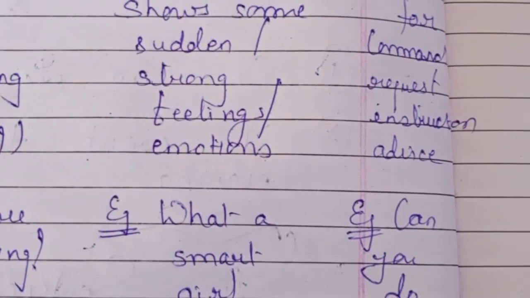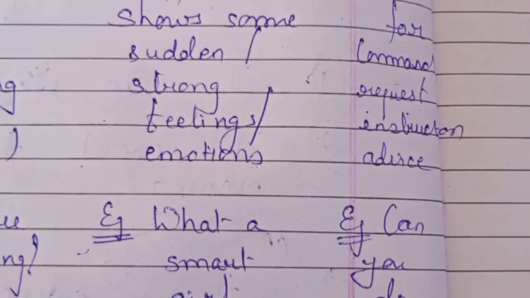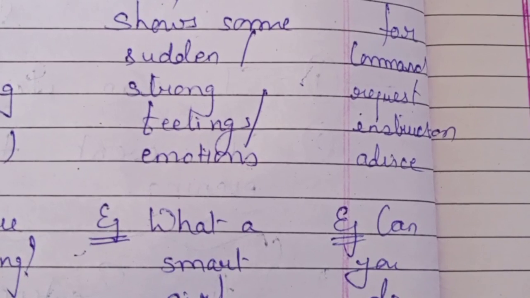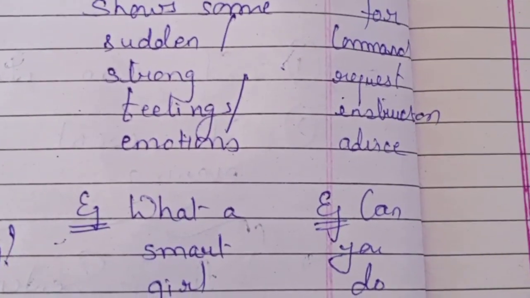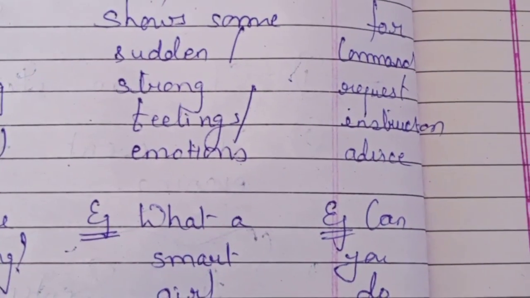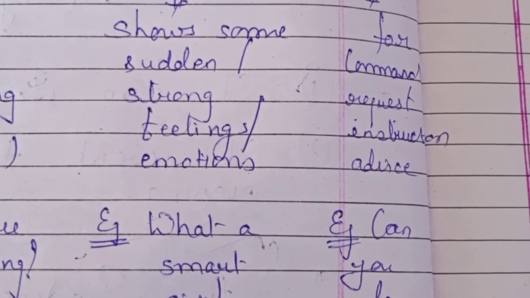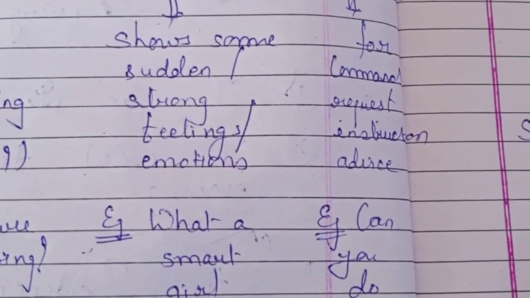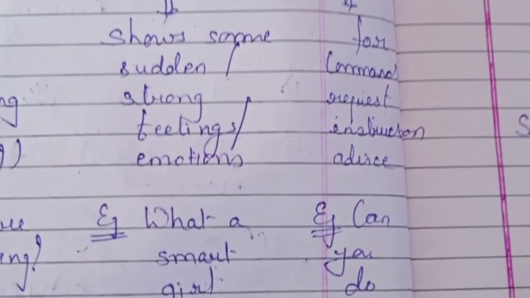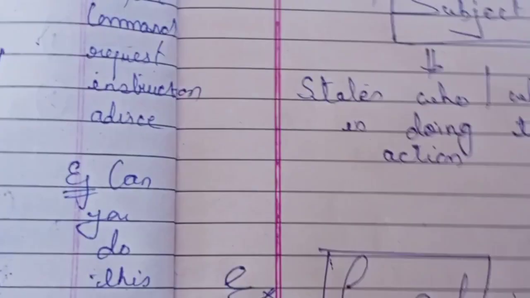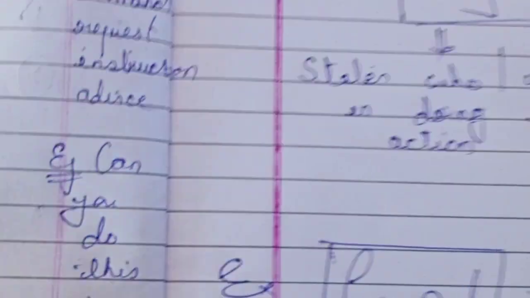Hooray, we won the match! Hooray, then an exclamation mark. So it shows sudden joy, happiness. And suppose I am saying, alas, he is dead! It shows sudden sorrow. Clear? And the last one, the fourth one, is the imperative sentence.